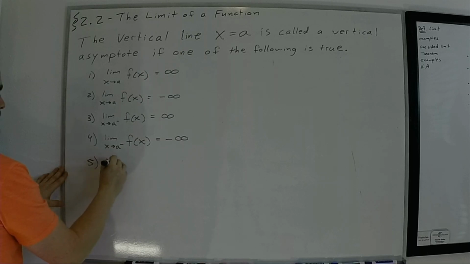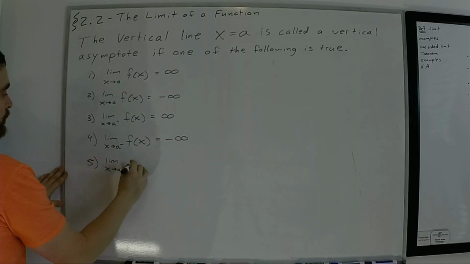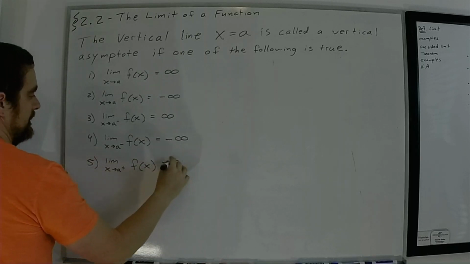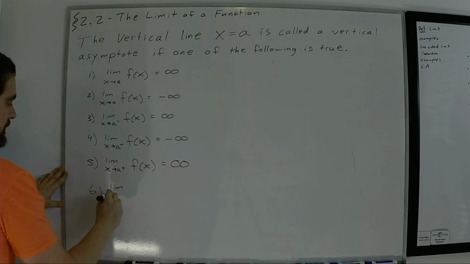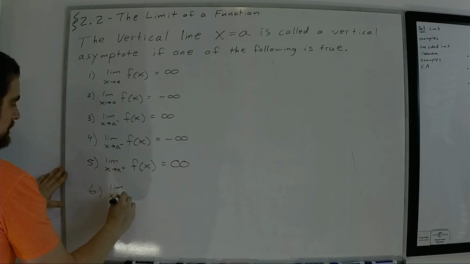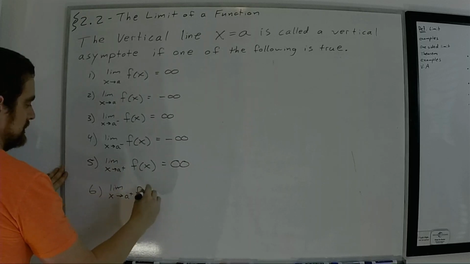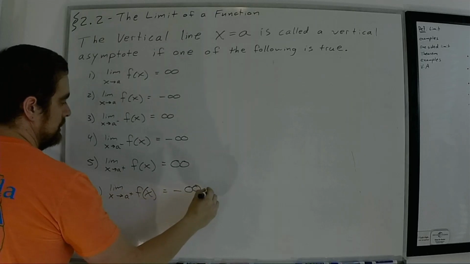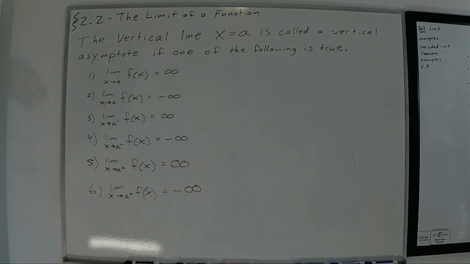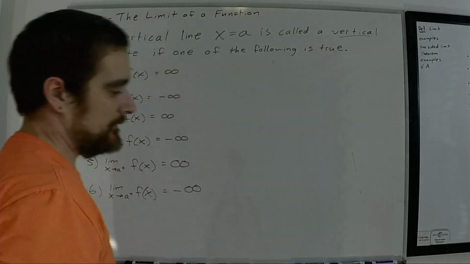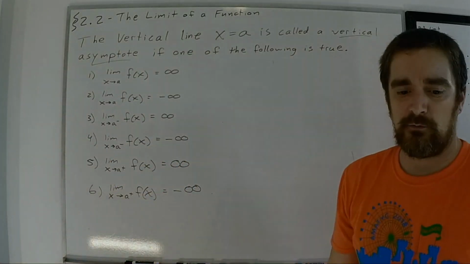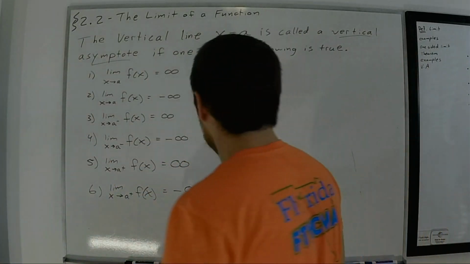The limit as x goes to a from the right now of f of x is infinity. And last but not least, it could be such that the limit as x goes to a from the right of f of x is negative infinity. Right, so if any one of these situations happens, we call that a vertical asymptote. It's just a way of redefining something we've already learned. We know what a vertical asymptote is.